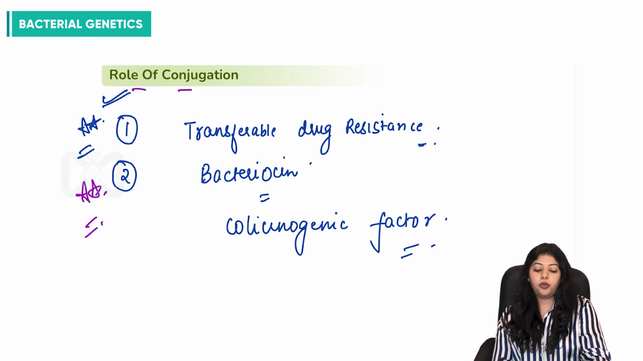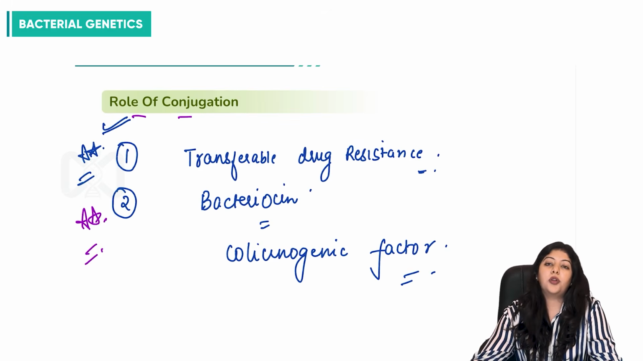So these are two important things, and this was all about the conjugation and transformation along with their examples as well as their mechanism.